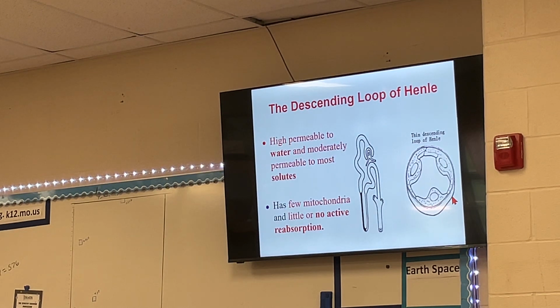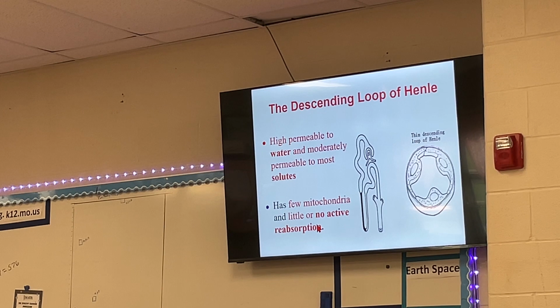So there's a high permeability to water, and this is in the descending loop of Henle, this part right here that's highlighted. High permeability to water and moderately permeable to most solutes. So it is really thin, so water is going to be able to flow freely out. The thinness is shown here in this cross section. And moderately permeable to most solutes, so the other materials can usually flow out pretty freely.